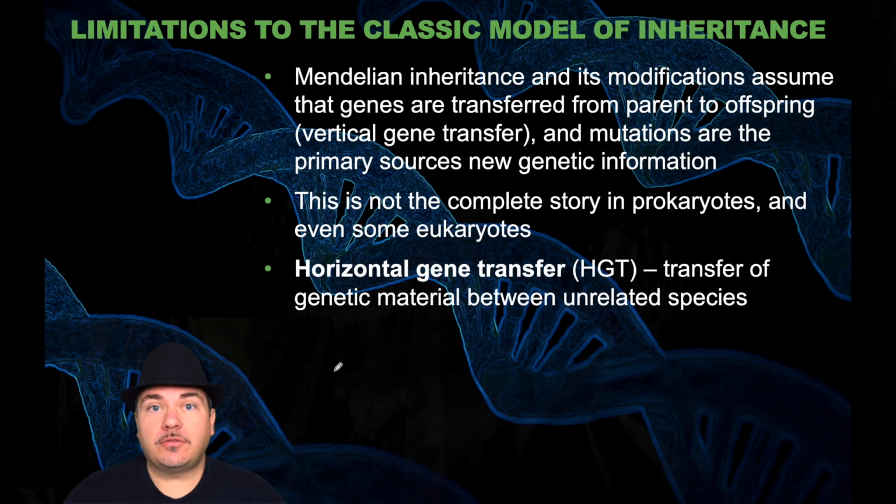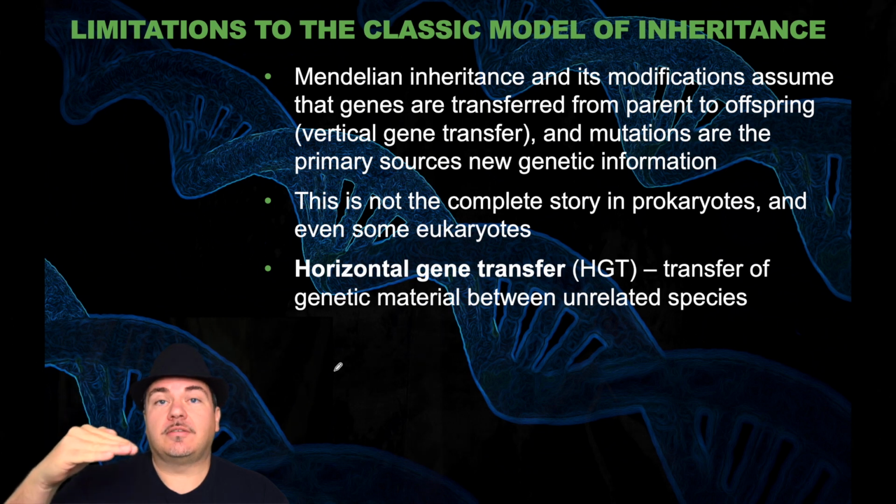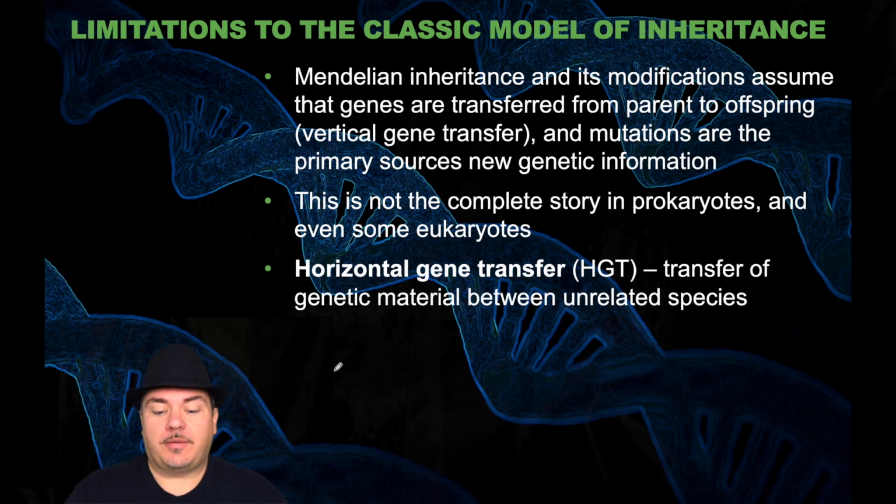In an earlier course, you learned about genetics, and you learned about the work of Gregor Mendel, and Mendelian inheritance, Mendelian genetics. But Mendelian inheritance and its modifications assume that genes are transferred from the parents to the offspring. That's known as vertical gene transfer. Genes are going from the parents to the offspring, to the grandkids, etc. And that mutations are the primary source of new genetic information.